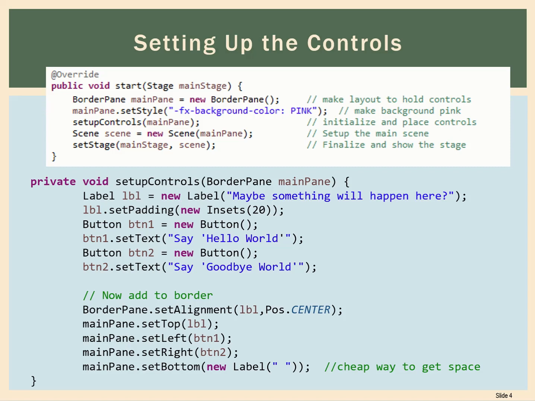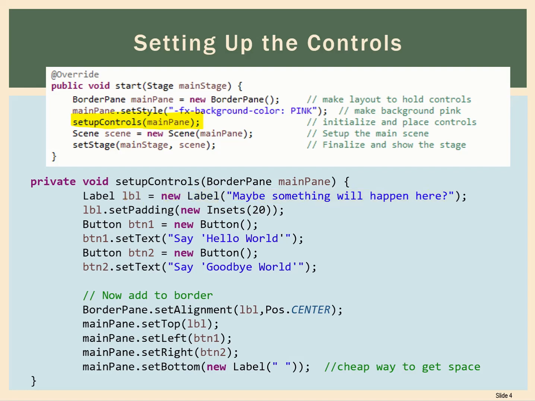Now, the next thing my start method did was it had a private static method called setUpControls. And to that method, I'm going to pass it the main pane. So let's look inside the private void method setUpControls. Again, I pass it in the border pane. First thing I do is I make a new label. And the new label will have some text. And I will assign this to a variable of type label called LBL.